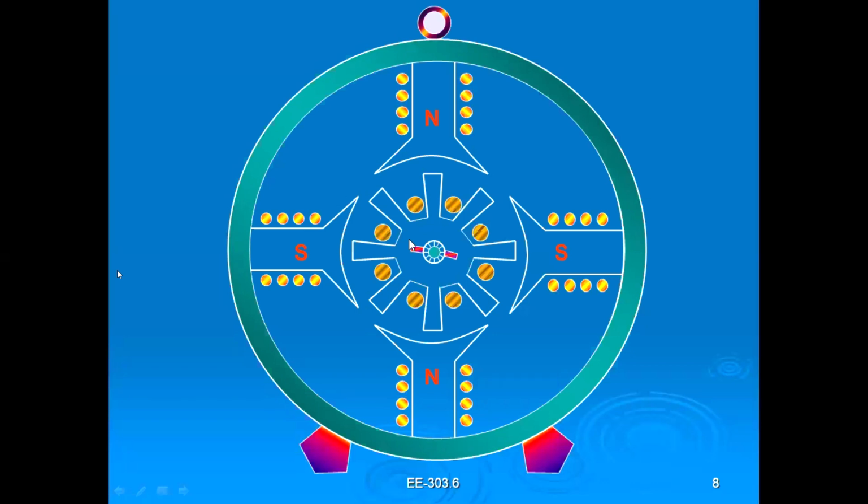Am I clear? So if the magnetic field is to be cut by the conductor, the conductor has to be placed in the presence of the magnetic field. So what I am doing here is placing the field coils, which we are calling the field winding.